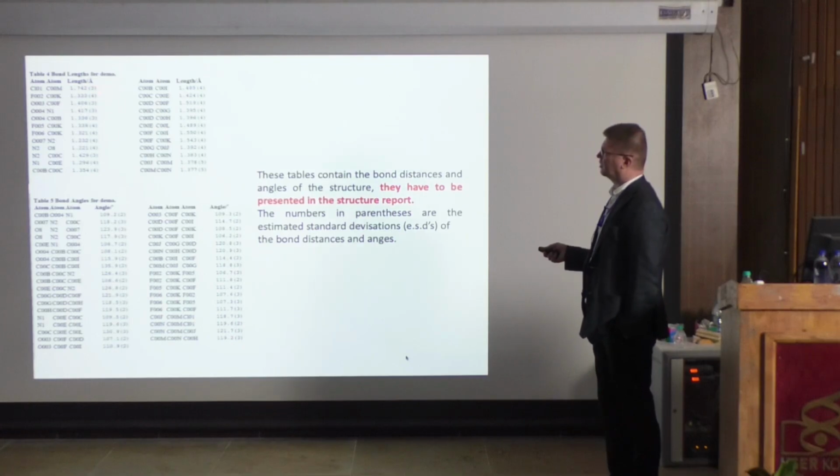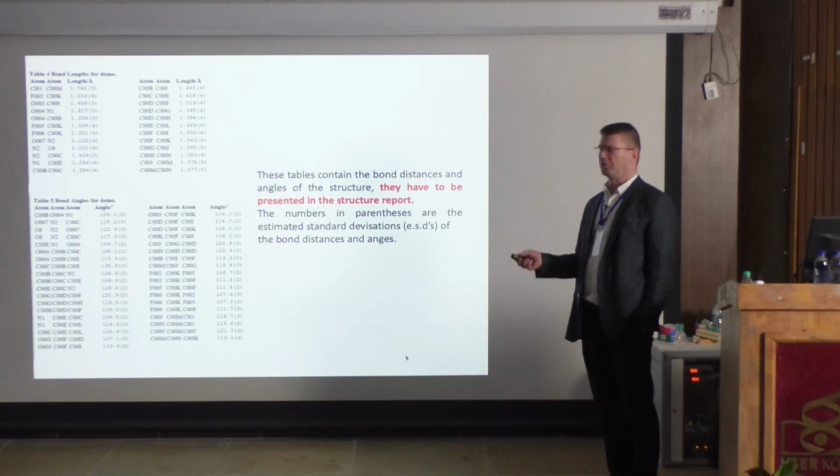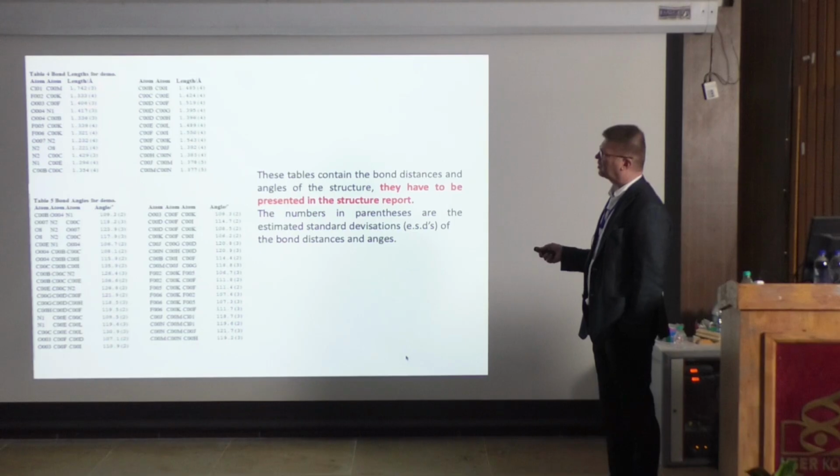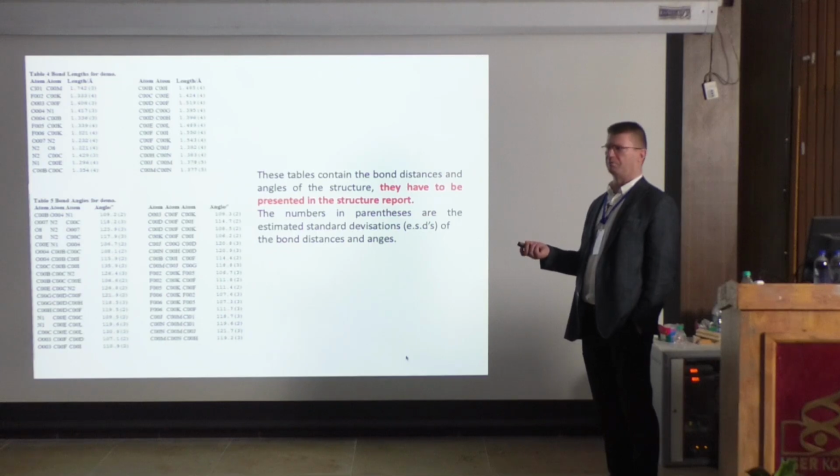This ESD is indicated at the so-called 1 sigma level. And the 1 sigma level is 66%. And it's quite uncertain. So what you have to do if you want to study statistically the bond distances, you have to multiply this number by 3. And then you get the 3 sigma level, which is 99.5.